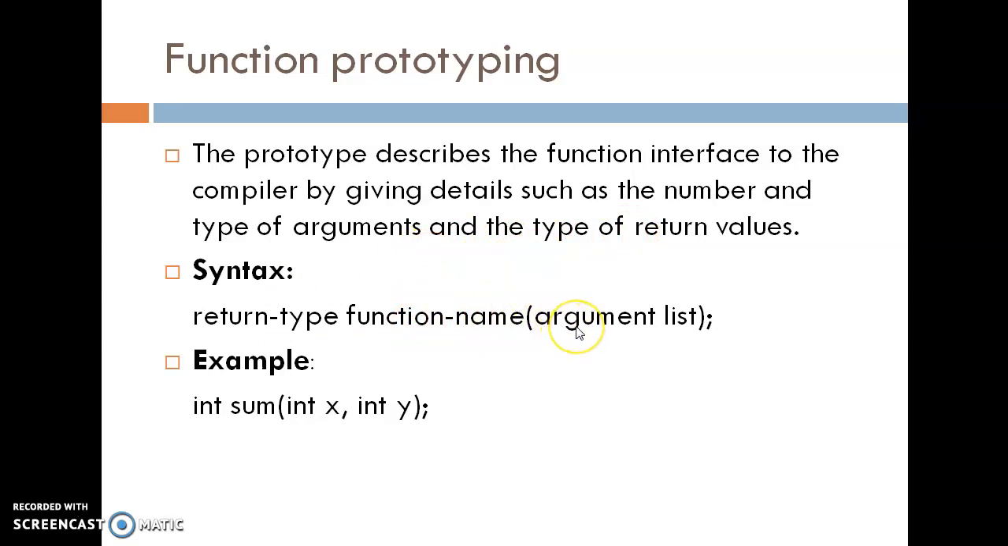and in brackets, the arguments. For example, if the name of the function is sum, there are two arguments x and y, and it will return the addition value of x and y, then integer is the return type of this particular function. So write int sum(int x, int y). This is known as function prototyping in C++ for the function sum.